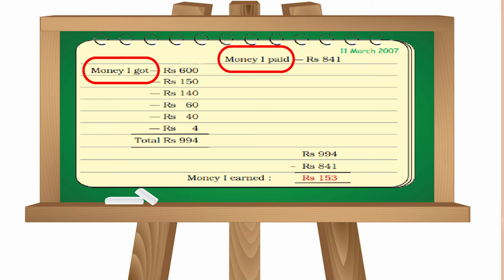So, since 994 is more than 841, therefore, she has made a profit. How much is the profit? How do I calculate that? I need to subtract the smaller number from the larger number. So, here the larger number is 994 and the smaller number is 841. So, if I subtract 841 from 994, I get 153 rupees. So, this is the extra money she has earned.